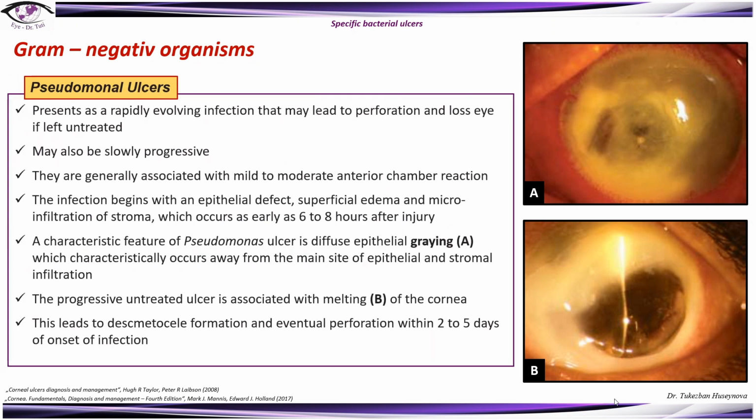Gram-negative organisms, Pseudomonas ulcers for example, present as a rapidly evolving infection and may lead to perforation and loss of the eye if left untreated. It can also be slowly progressive, with an anterior chamber reaction from mild to moderate. A characteristic feature of Pseudomonas ulcer is the diffuse epithelial graying, which characteristically occurs away from the main site of epithelial and stromal infiltration. And of course, the progressive untreated ulcer is also associated with melting of the cornea.